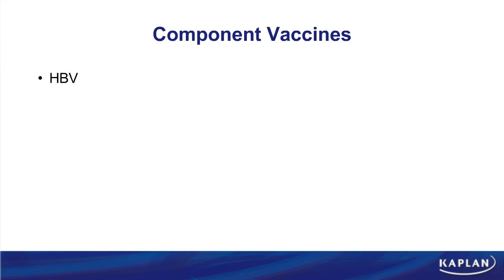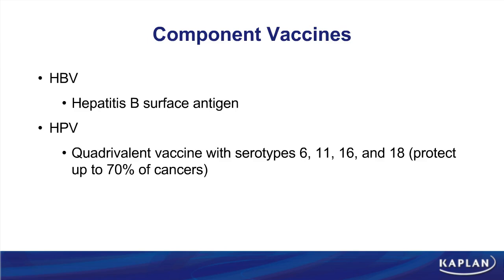So as we mentioned, hepatitis B vaccine is comprised of the surface antigen, but another good example of a component vaccine is the human papillomavirus vaccine. The original vaccine was a quadrivalent vaccine made up of 4 different serotypes, 6, 11, 16, and 18, and you guys should know this from the microbiology. Serotypes 6 and 11 were the serotypes that caused over 90% of genital warts. So those are the serotypes associated with genital warts. And then 16 and 18 were the most likely serotypes to cause cancer, and therefore would protect up to about 70% of cancers.